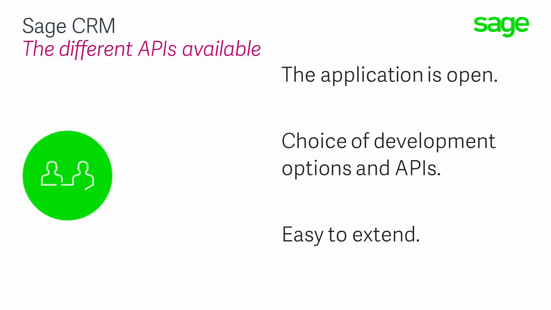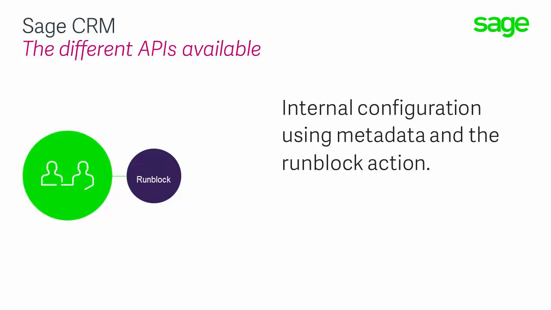You can choose between the different sets of tools that are provided inside the interfaces, and these range from simple metadata changes, and these are many of the topics that have been covered in the other lessons. So we have internal configuration, changing metadata, and using a technique called run block. This allows the different defined structures inside the Sage CRM metadata to be invoked from tab menus and from button groups without any explicit code being used.